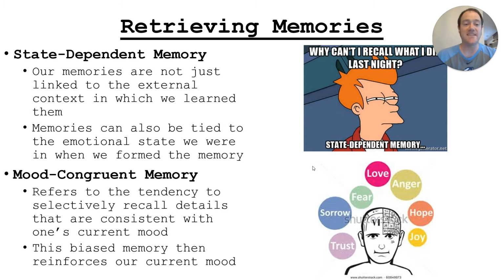So that's state dependent. Mood congruent is, what this means is that whatever mood you are currently in, you tend to recall memories easier that were consistent with that current mood.